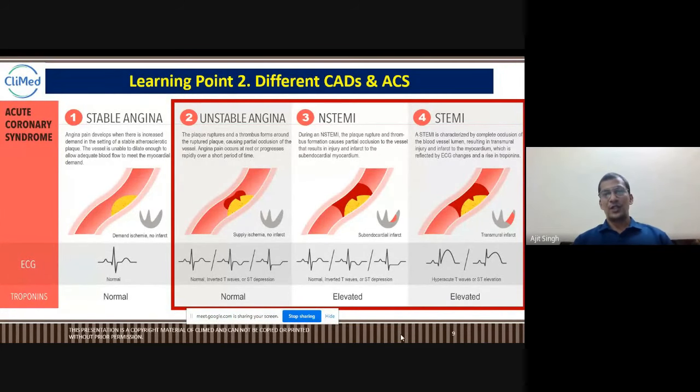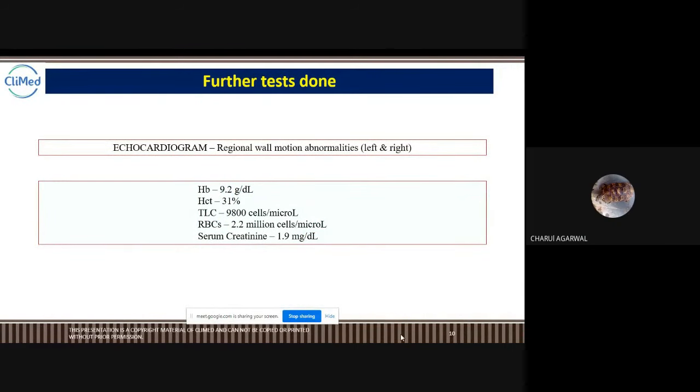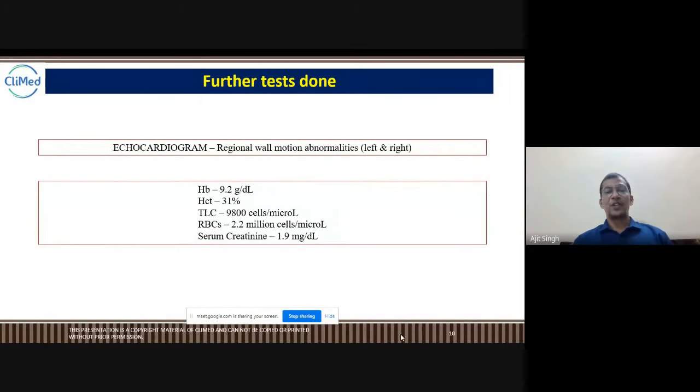Okay, so we'll go to the next slide now. I hope you understand the stable angina, unstable angina, STEMI, and anastomy. So now further tests have been done. Echocardiogram has been done, which was showing regional wall motion abnormalities. Wall motion abnormality means the wall motion will be either nil, or it will be decreased to 10 to 20% or 30%, when there is no blood supply.